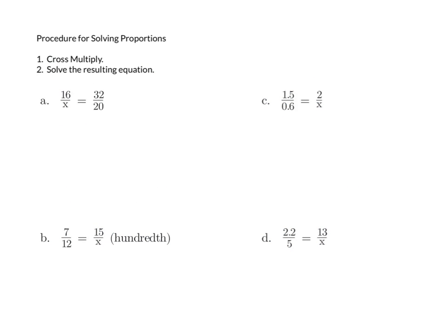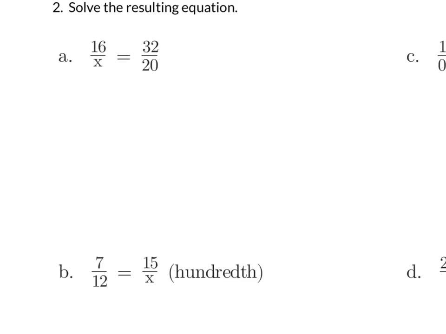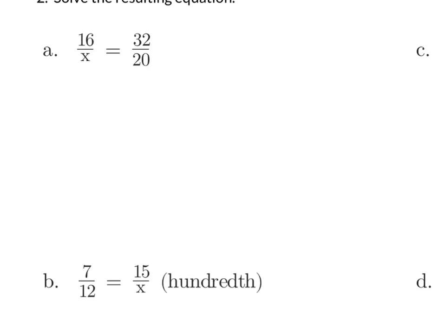Our procedure for solving proportions. The first thing that we want to do is cross multiply, and then we're going to solve the resulting equation. For example A, we have 16 over x equals 32 over 20.